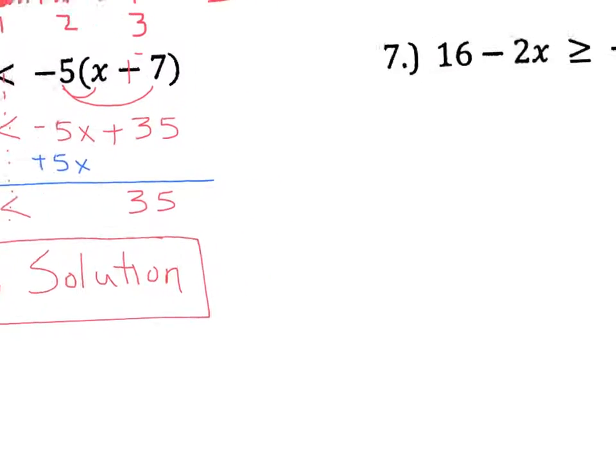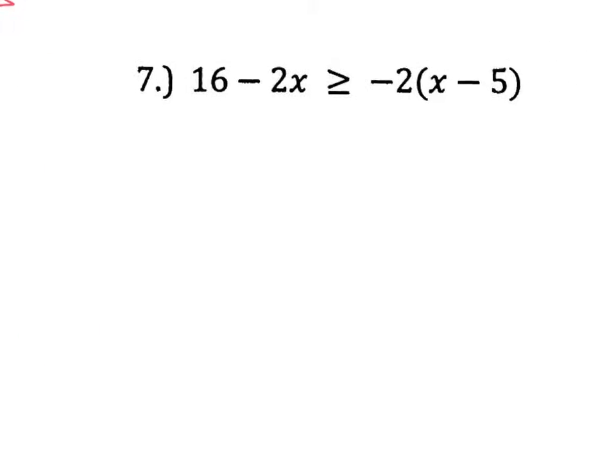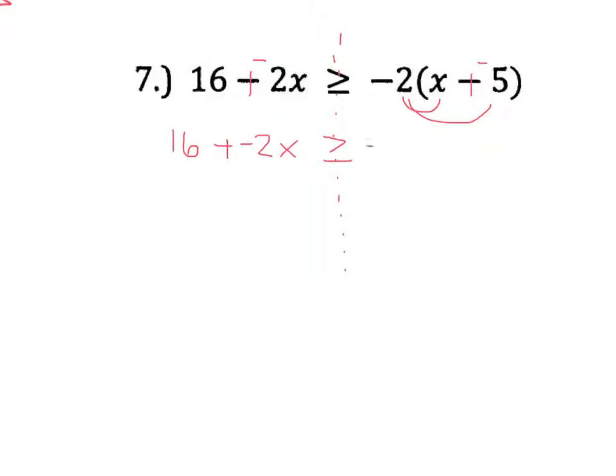All right, number 7. There's a little twist on number 7 too. Here we go, double sign change, distribute, dotted line. All stuff we learned in the previous unit. 16 plus negative 2x is greater than or equal to, now distribute, you'll get negative 2x plus negative 2 times negative 5, 10.